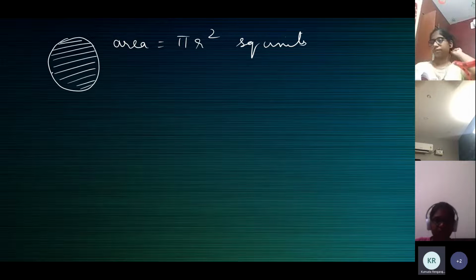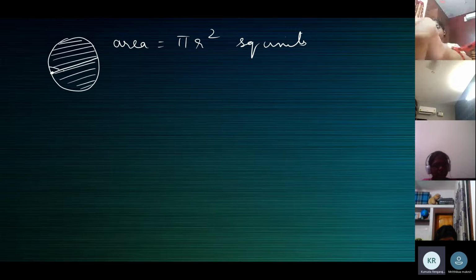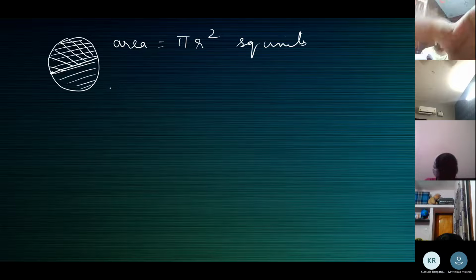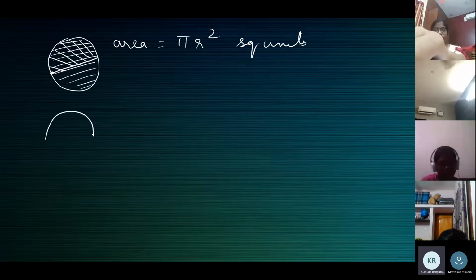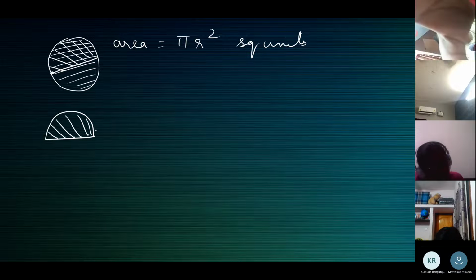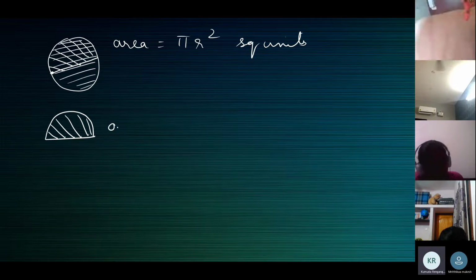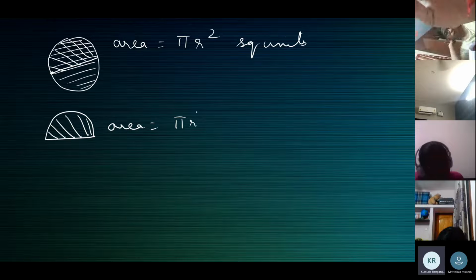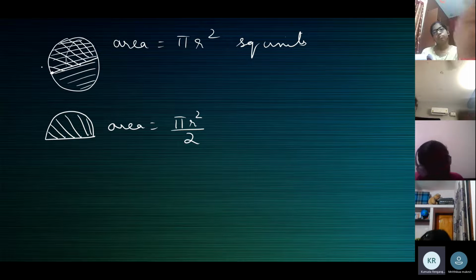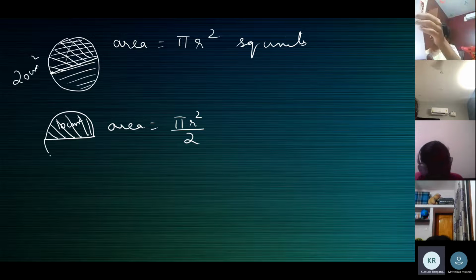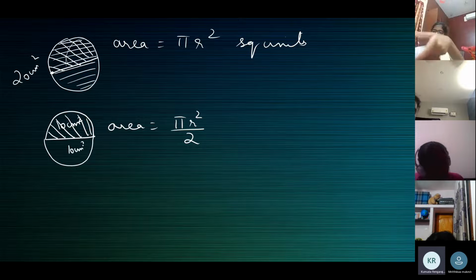So what will be the area of half of the circle? That is this portion, semicircular region. Pi r square by 2. So if you have to find the area of half of a circle, the area of this piece will be the total area pi r square divided by 2. If the total area of the circle is 20 centimeter square, then this one will be 10 centimeter square, and the remaining 10 centimeter square is here. So totally 20 centimeter square.